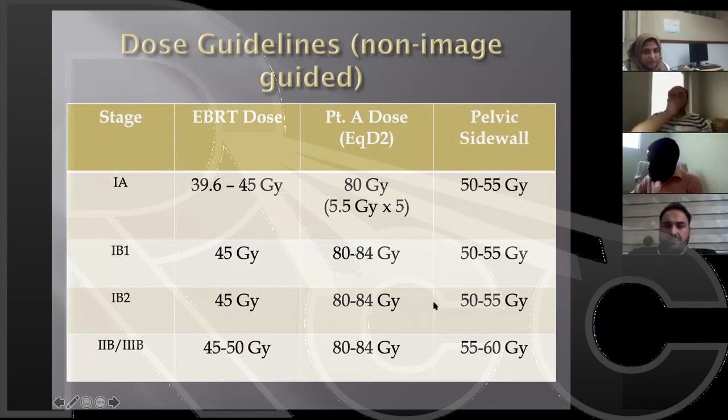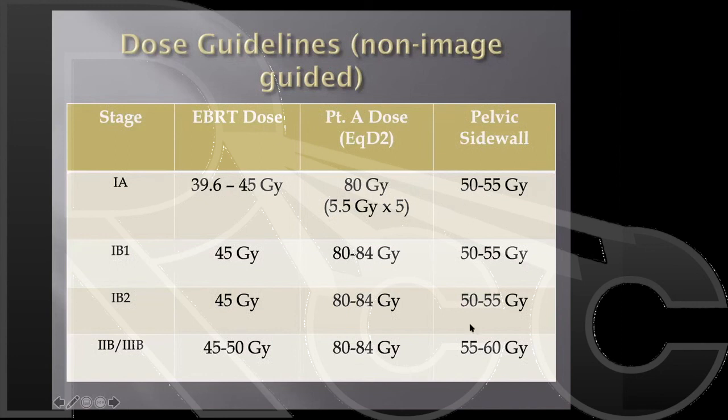So really, you know, GEC-ESTRO guidelines are to give greater than 90 gray to your high-risk CTV. But if you're prescribing to point A, the most you can give with any of the American Brachytherapy Society fractionation schemes or with 8 gray times 3 is 80 to 84 gray. So you need to keep that in mind. You can't push to 90 to 95 gray with point A dosimetry.